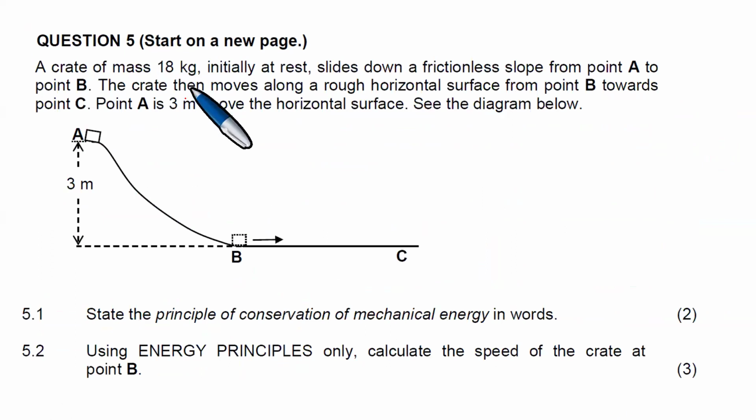Right, a crate of mass 18 kilograms, initially at rest, slides down a frictionless slope from point A to point B, so there's no friction. The crate then moves along a rough horizontal surface from point B towards point C. Point A is 3 meters above the horizontal surface. See the diagram below.